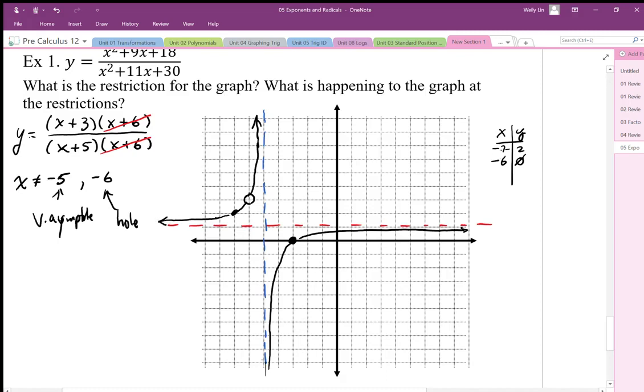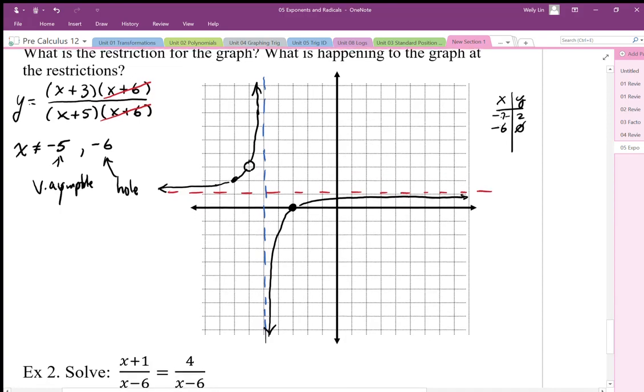If you want to graph it on your graphing tool, and again, if you haven't seen these graphs before, it's a good idea to graph these on your graphing tool just to see what they look like.